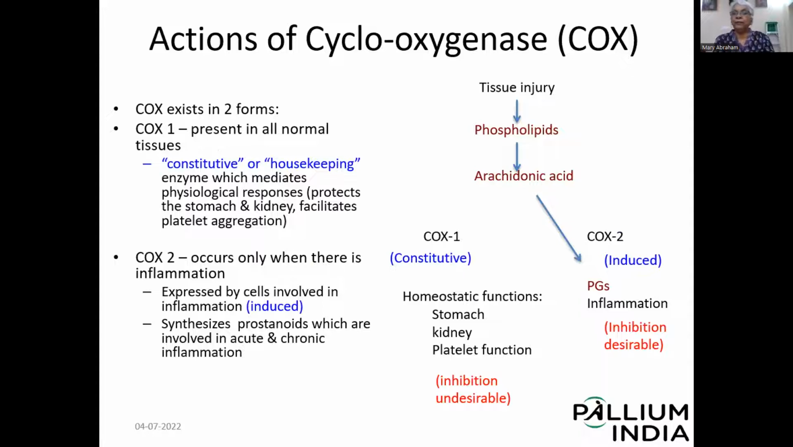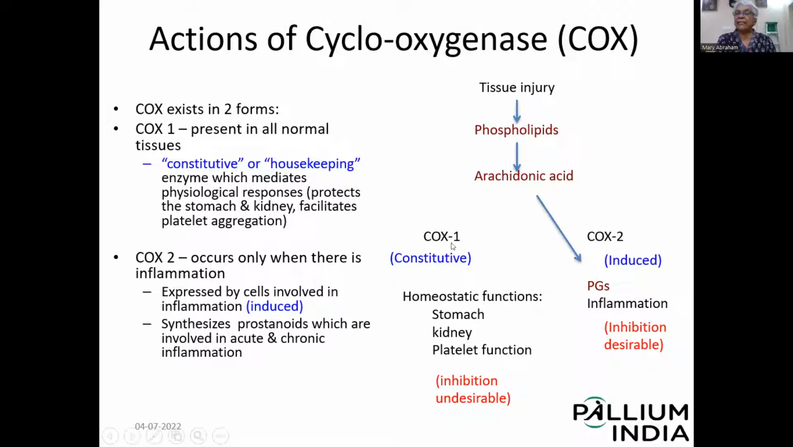Now, like I said, you have a tissue injury, the release of all these phospholipids, they're converted to arachidonic acid, which is converted to prostaglandins because of the cyclooxygenase enzyme, which is COX-2. This is released only when there is an inflammation. And this produces all the signs of inflammation, pain and swelling and redness. But there is another COX, which is actually a housekeeping enzyme.